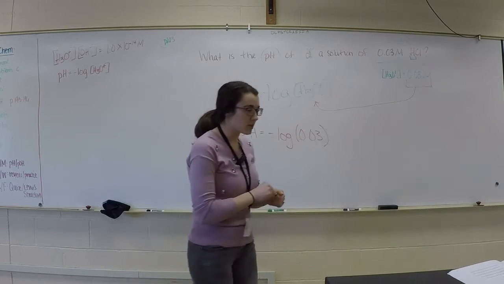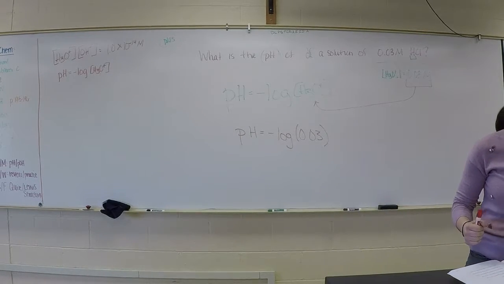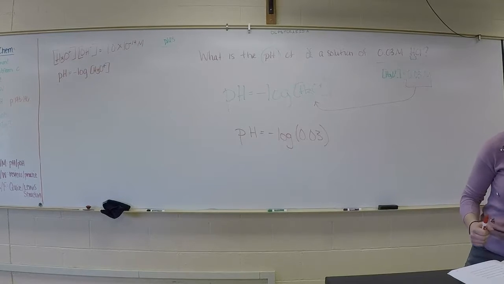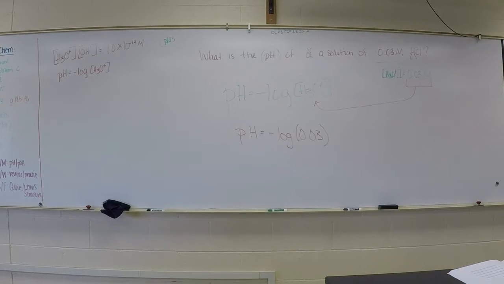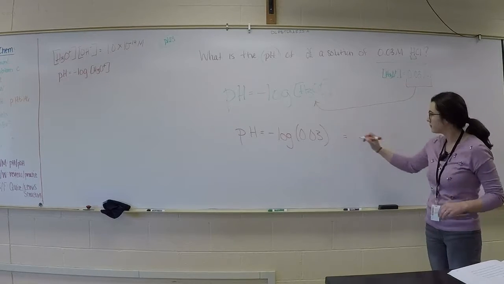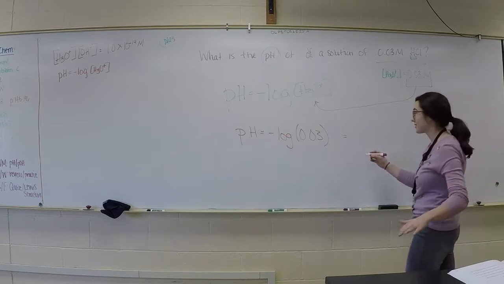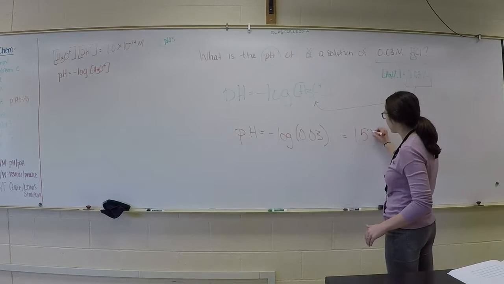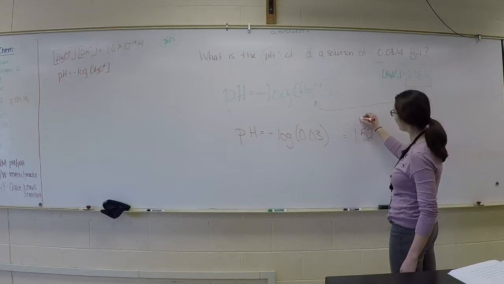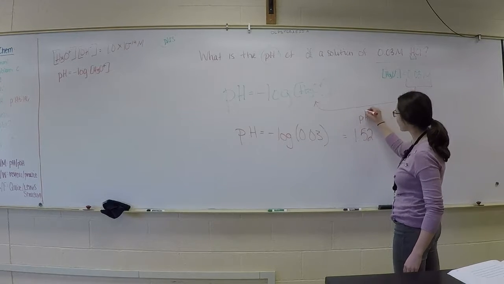So in your calculator, there should be a button that says log. Hit negative, then that button, and then rock and roll. So did anyone else get 1.52? Because I didn't do it in my calculator. I'm trusting you guys. So this is the right answer. So the pH equals 1.52.